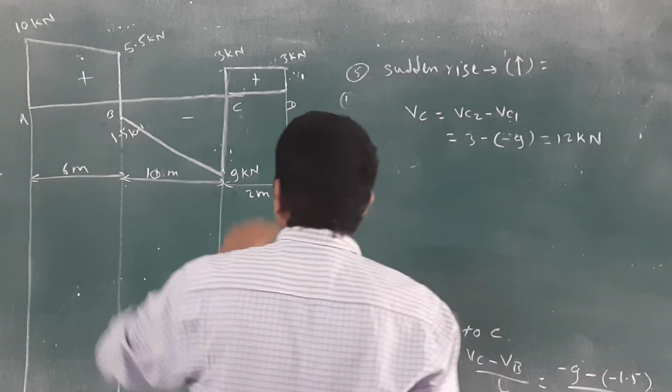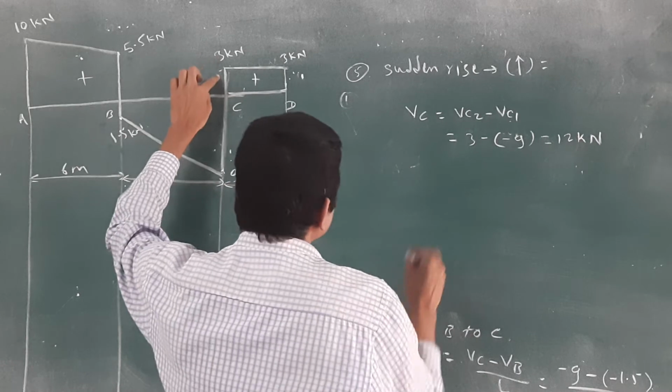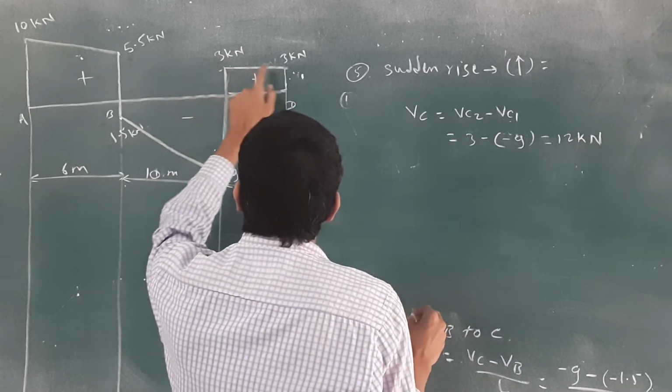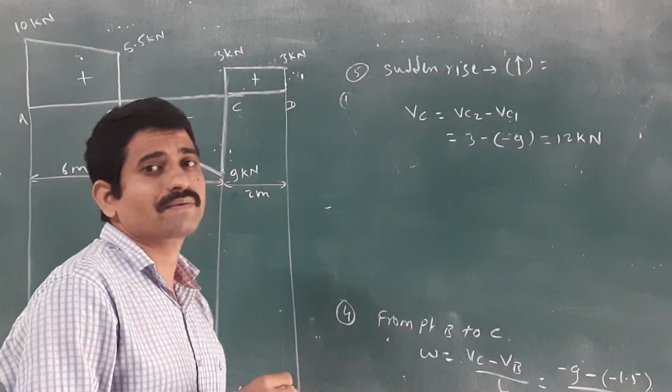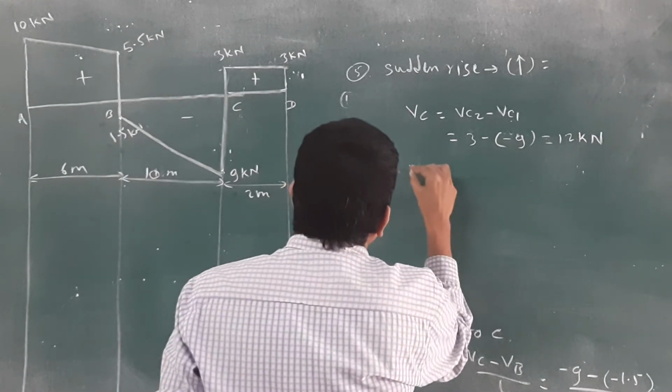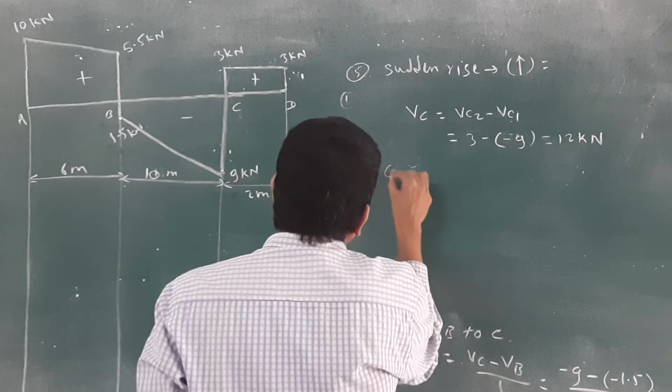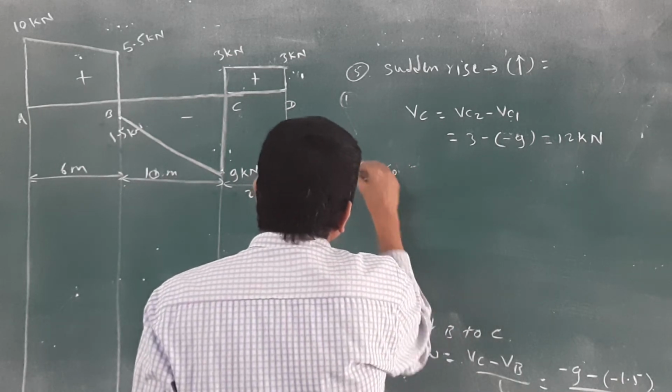Then check that from C to D there is a constant load, which means there is no load. That's why here we will get the constant. Next point is a constant.